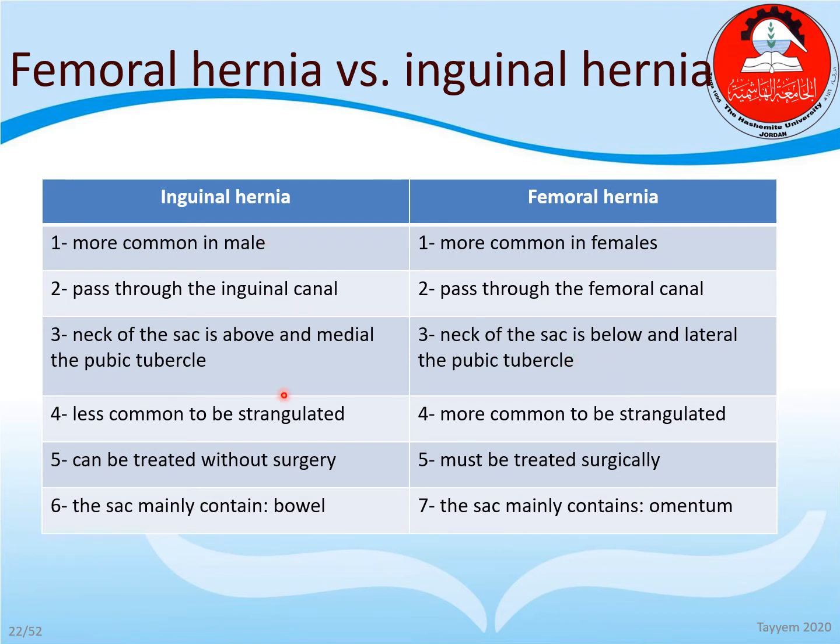The inguinal hernia has a lower risk of strangulation compared to the femoral hernia, which has a higher risk of strangulation. Inguinal hernia potentially could be treated without surgery with a truss, but for femoral hernia surgical intervention is a must. In inguinal hernia, the sac could contain bowel, but the femoral hernia usually contains omentum, less commonly bowel.